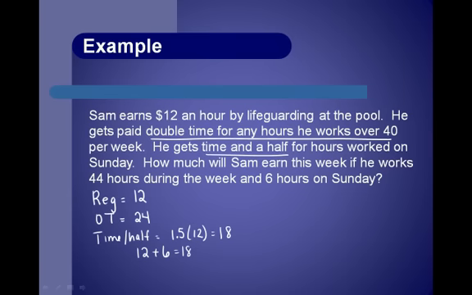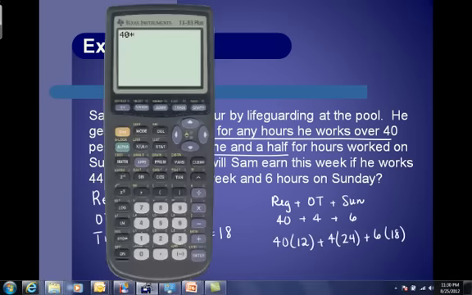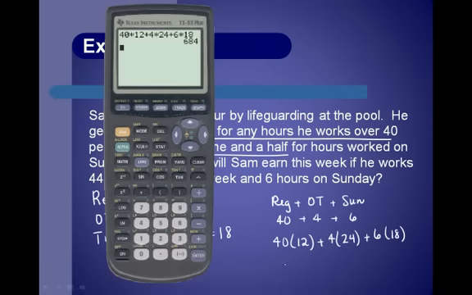So when Sam is calculating his paycheck, he's got regular hours, which would be 40. He's got overtime hours, which would be 4, because he worked 44 total hours. And then he's got Sunday hours, which was 6. We have 40 hours times $12 per hour plus 4 hours times $24 per hour plus 6 hours times $18 per hour, which would give Sam a total of $684.